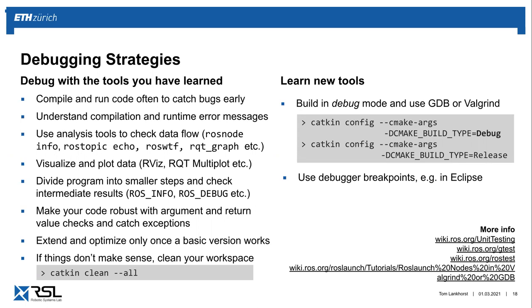So as I mentioned, you can use debugger breakpoints, for example, in Eclipse. This is a little bit of effort to set up, but once you have that working, it is a very useful tool. You can, for example, say pause the code execution once you hit this line. And once you actually hit that line, you will get an overview of the current state of all the variables at that point in your code. You can even change the value of a variable in your code at runtime.